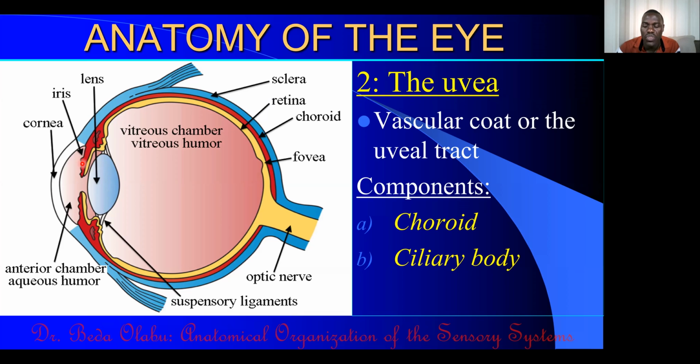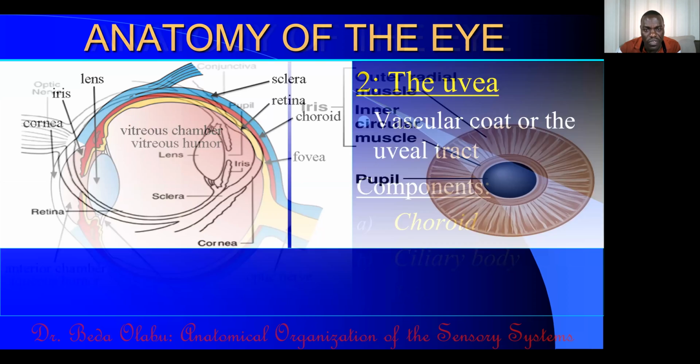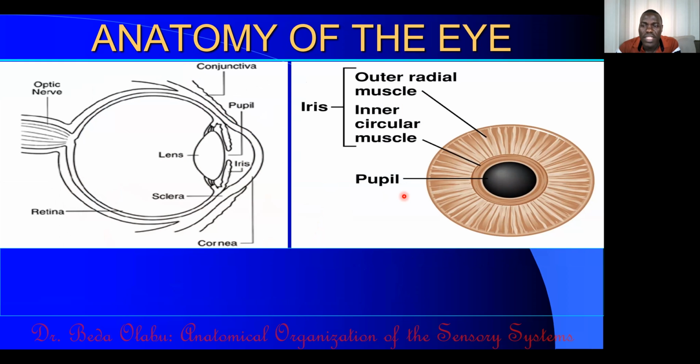The third component of the uvea is the iris. This is the iris. Basically, the iris controls the size of the pupil. That means that it has some muscles within it, which are smooth muscles. And these smooth muscles can contract in such a way that the pupil becomes smaller or it becomes dilated. For that to happen, it means that the iris must have those smooth muscles in different orientations. And these are the orientations.